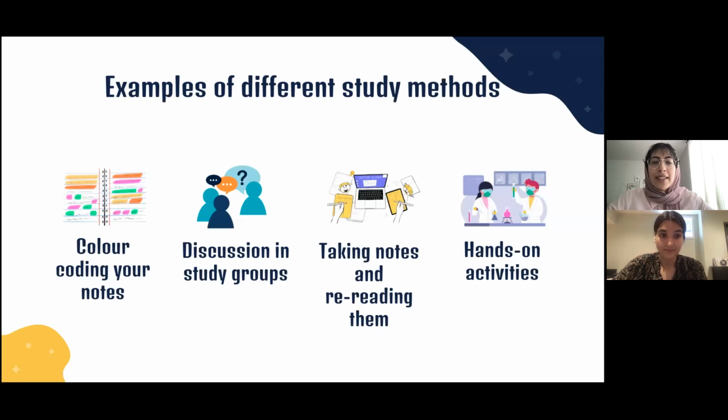And here are some of the examples of different study methods you may want to try. So you may find that color coding your notes really helps you learn, or you may learn best by discussing a topic with your study group, or you may find that you learn best when you take notes and reread them. Another great strategy for learning is doing hands-on activities or even teaching someone else the material you're studying.